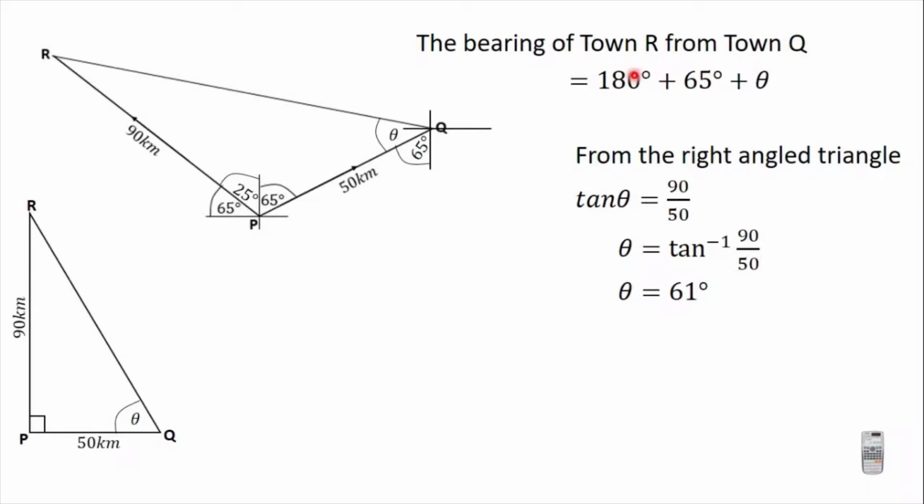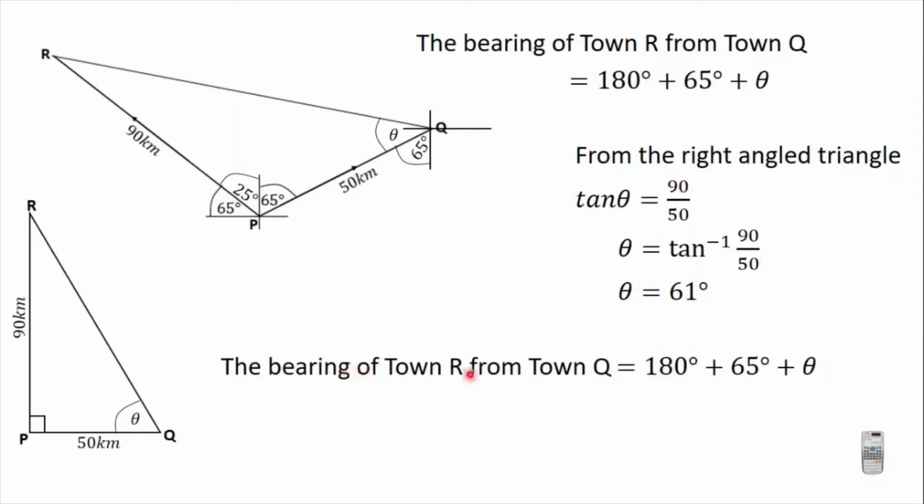So right now that we have been able to find theta, we are going to say that the bearing of town R from town Q, which is giving us 180 degrees plus 65 degrees plus theta, is equal to 180 degrees plus 65 degrees plus 61 degrees, which will be 306 degrees. So the bearing of town R from town Q is 306 degrees.